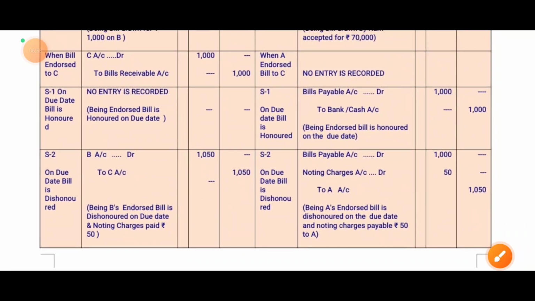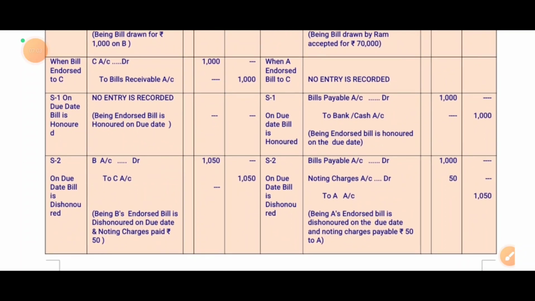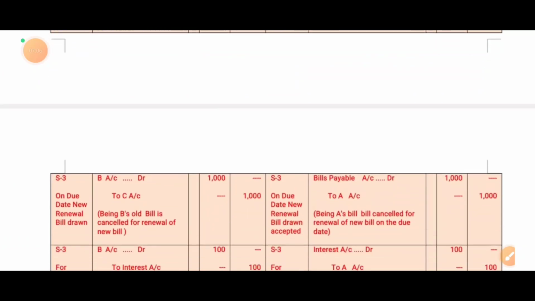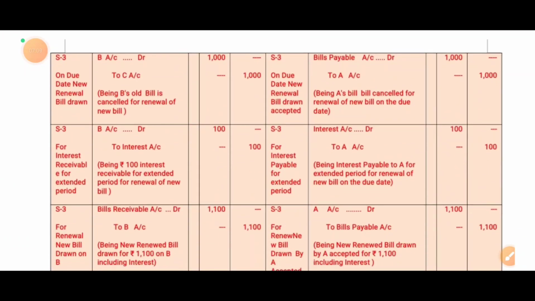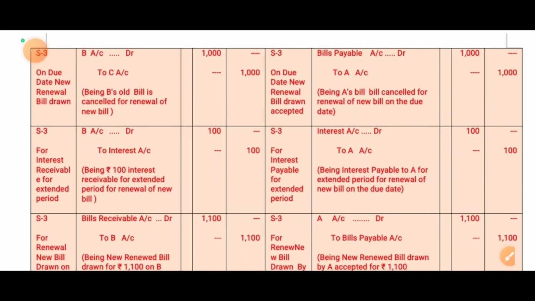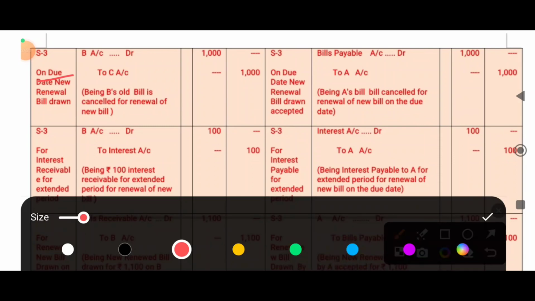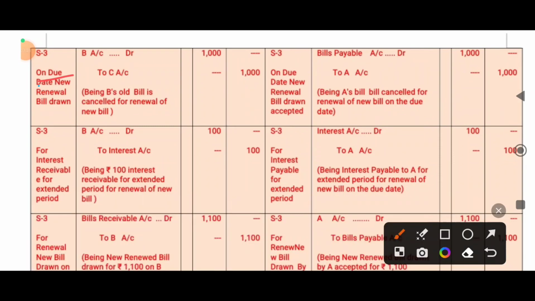Generally, in case of endorsed bill, these 2 situations only will be there. One, it is honored, another, it is dishonored. Sometimes, very rarely, this situation may arise. So I am making that also for your understanding purpose. So let us see this situation. On the due date, new renewal bill is drawn.